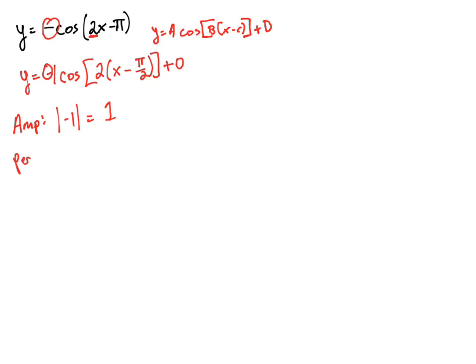The period length is 2 pi divided by b. The b value here is 2. So the period length is pi.